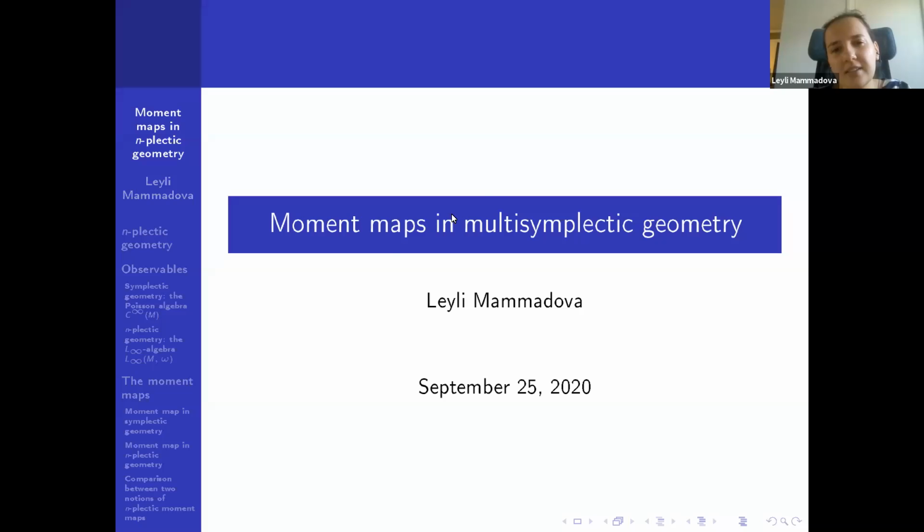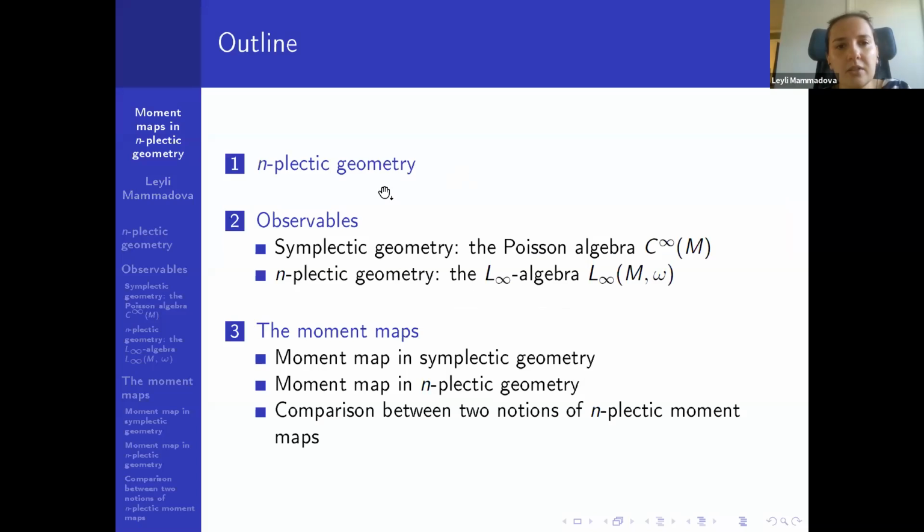Because I think the Poisson community is quite diverse, so I thought I would just thoroughly introduce everything and not assume much besides the definition of a symplectic manifold. And so here's the outline of the talk.